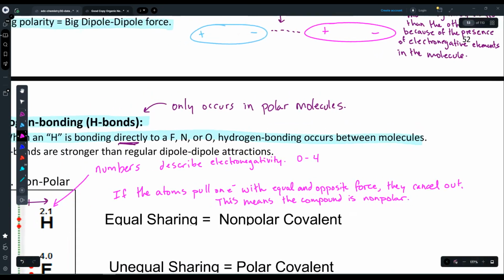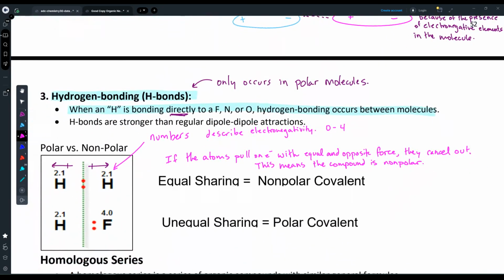So polarity just tells you if the sharing of electrons is equal or unequal. If atoms pull in equal and opposite directions, then they cancel each other out, the electrons are shared equally, and the molecule is nonpolar. So we would call this a nonpolar covalent bond. Covalent just means that the bond is happening between two nonmetallic elements.